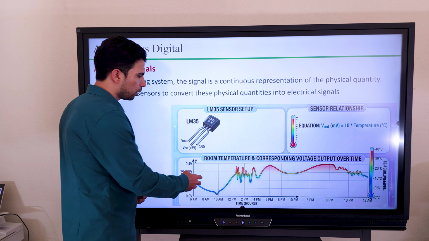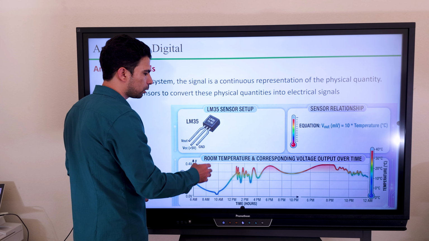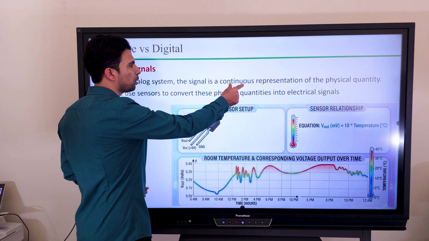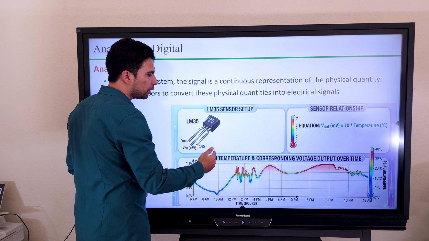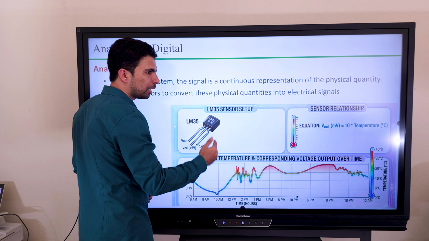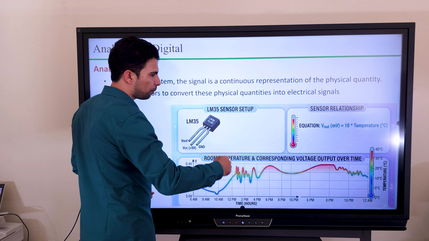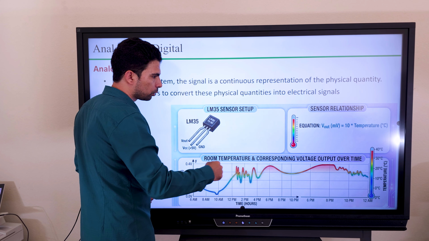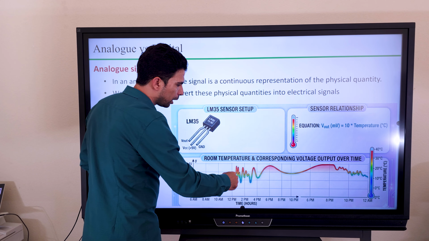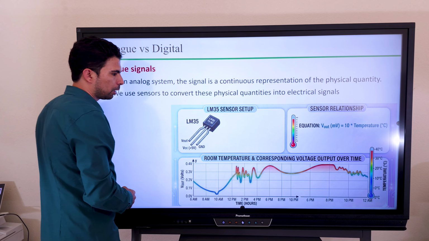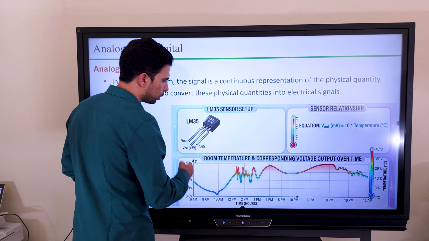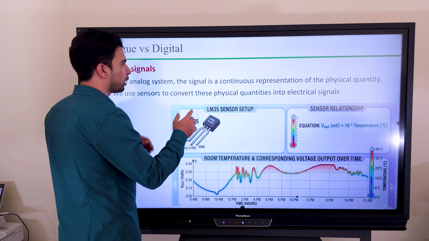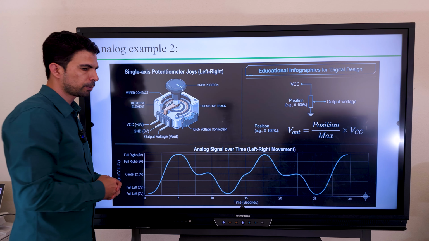So this is the analog signal, and we say that it is an analog signal because it has continuous values at each moment, at each instant. So it is not something like this, like a digital signal. It is continuous because it has values at every moment. As you see, this is time, and this is the output voltage, and this is the first example of the analog signal. Let's take another example.